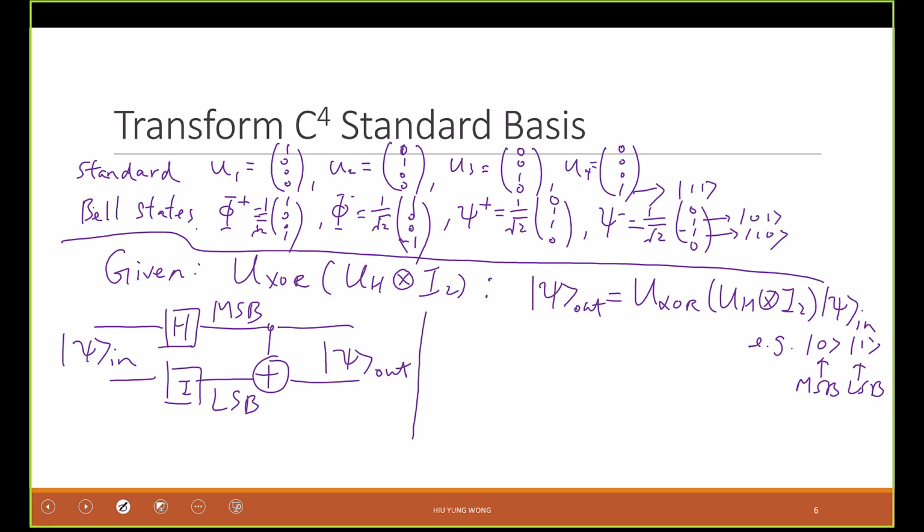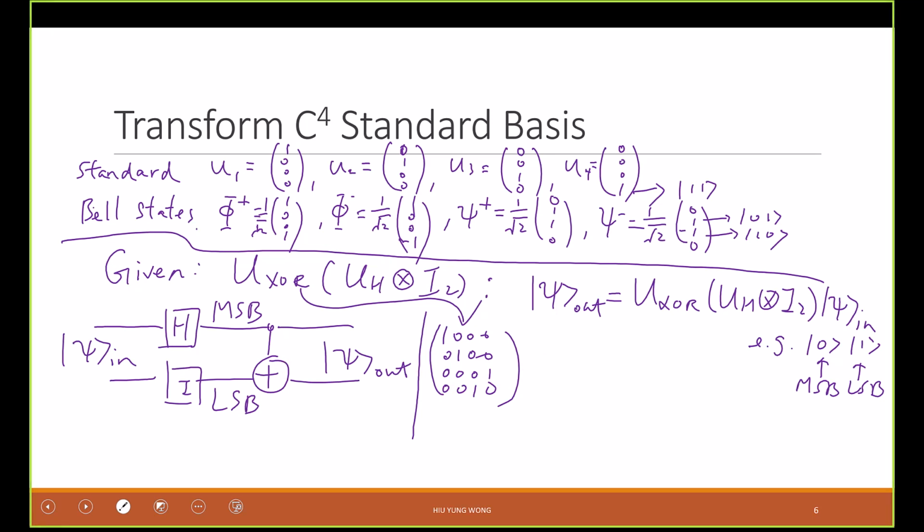The matrix is going to be, first I do the exclusive OR: 1 0 0 0, 0 1 0 0, 0 0 0 1, 0 0 1 0. This is the exclusive OR. And I write this first because this is the equation I'm doing. I do not write HI first. I write this first because I'm doing matrix multiplication.